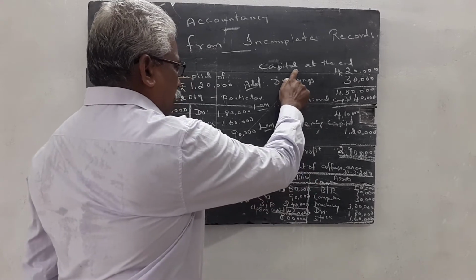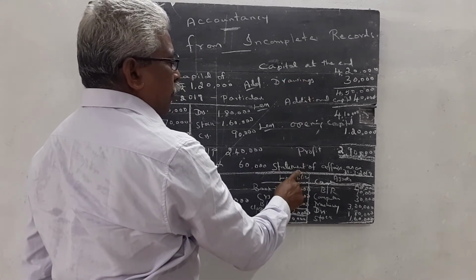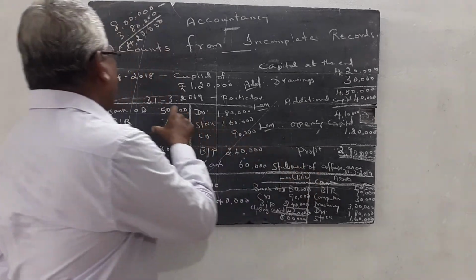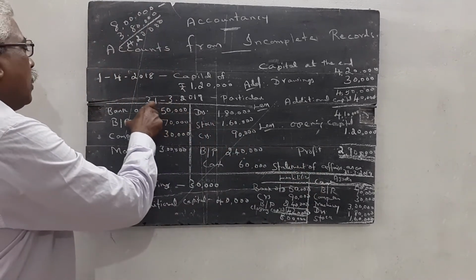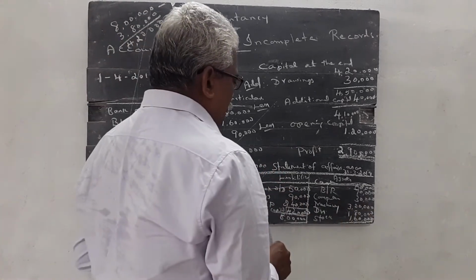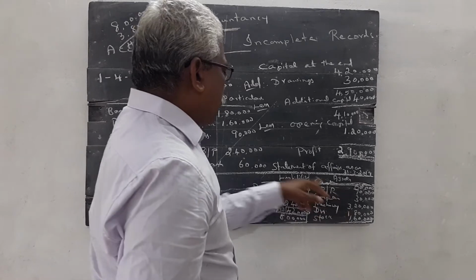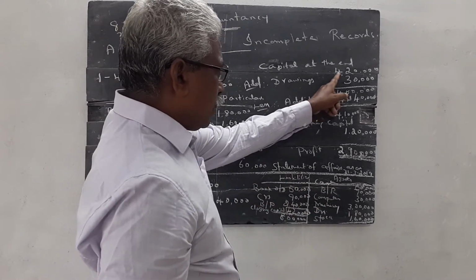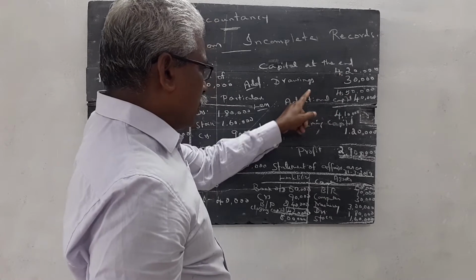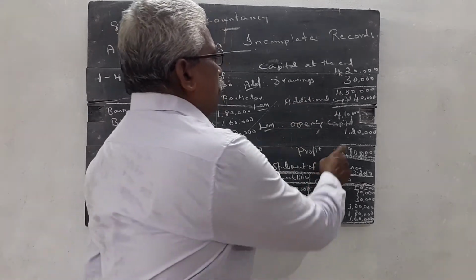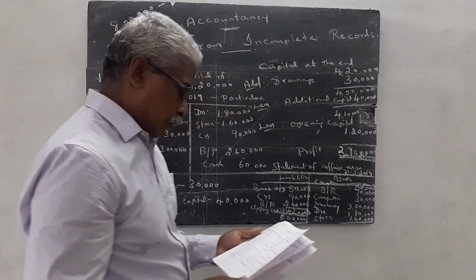Capital at the end is calculated with the help of the statement of affairs. How do you write the statement of affairs? From the given information, we have to prepare the statement. Assets and liabilities are entered on separate sides. Asset minus liability is equal to capital. So capital at the end is 4,20,000. Add drawings, less additional capital, less opening capital. We can get profit 2,90,000.